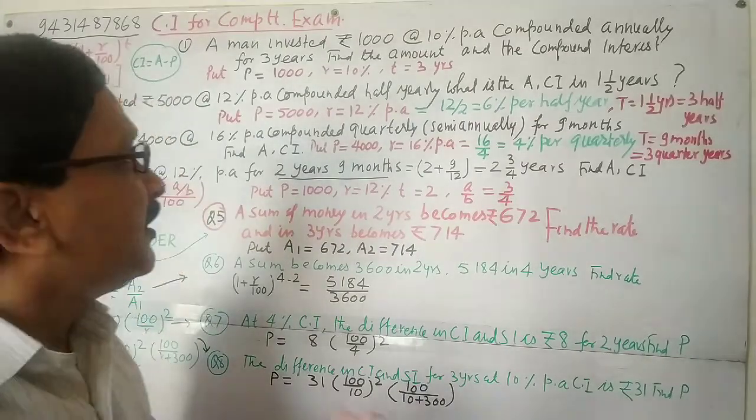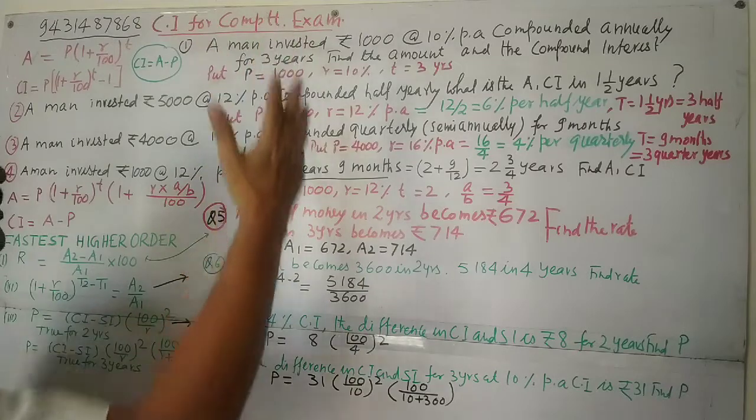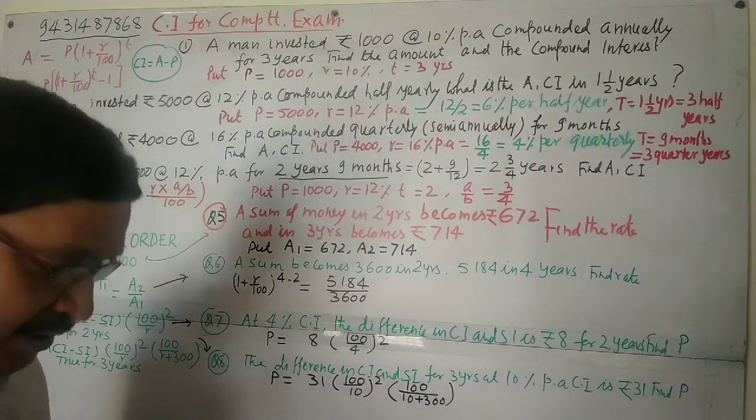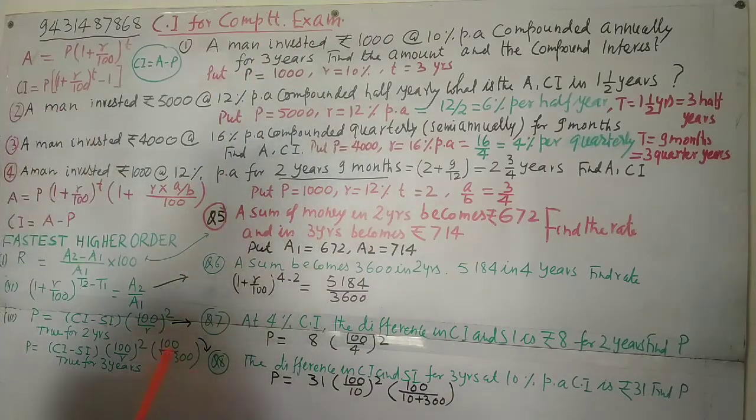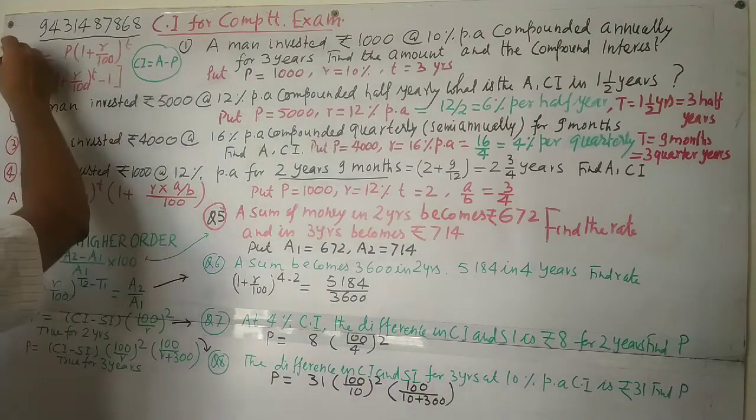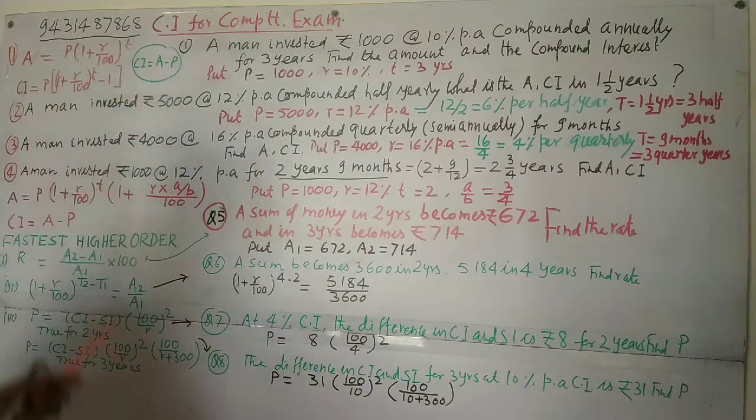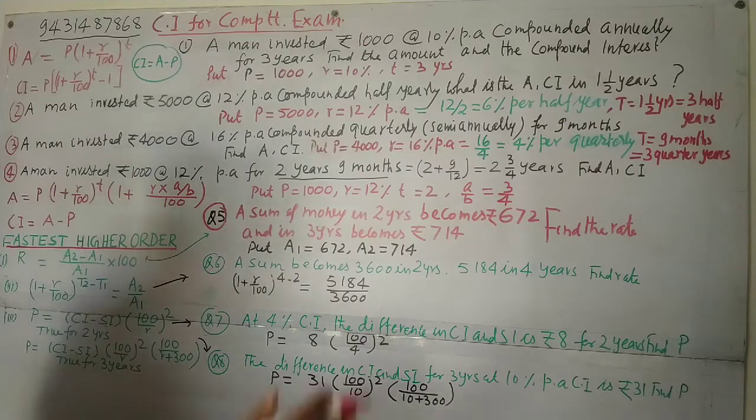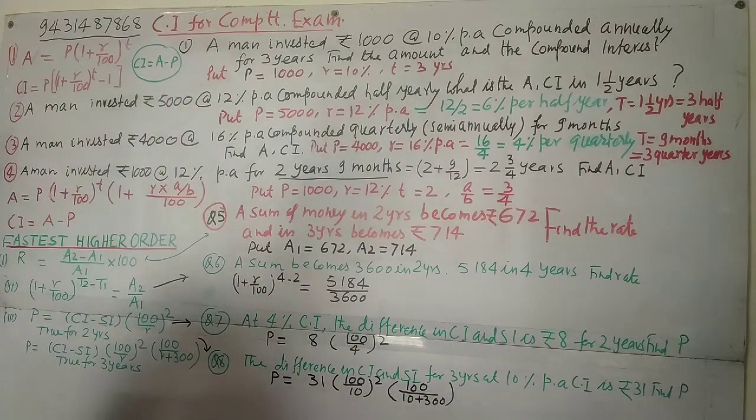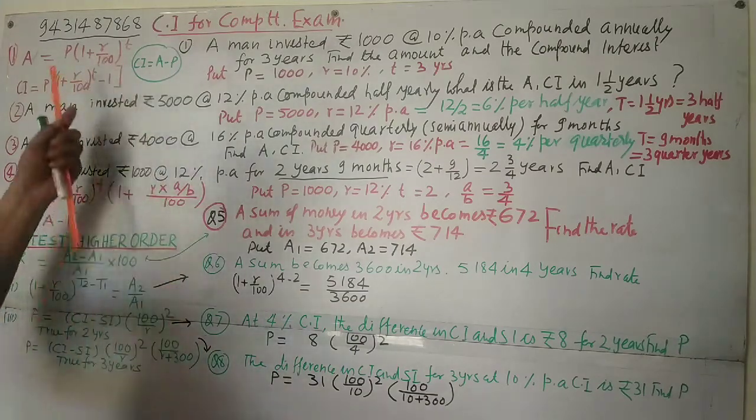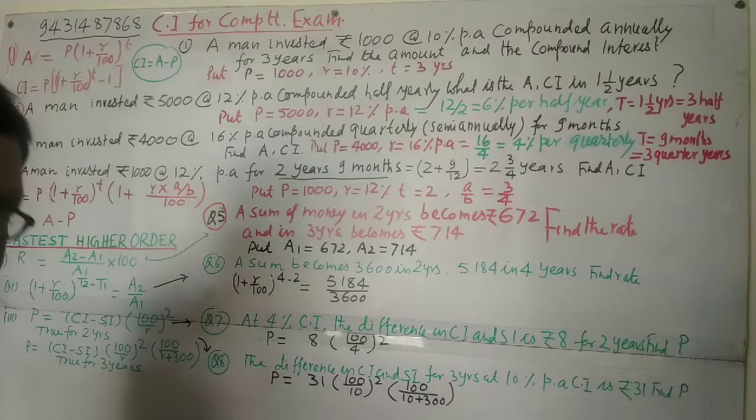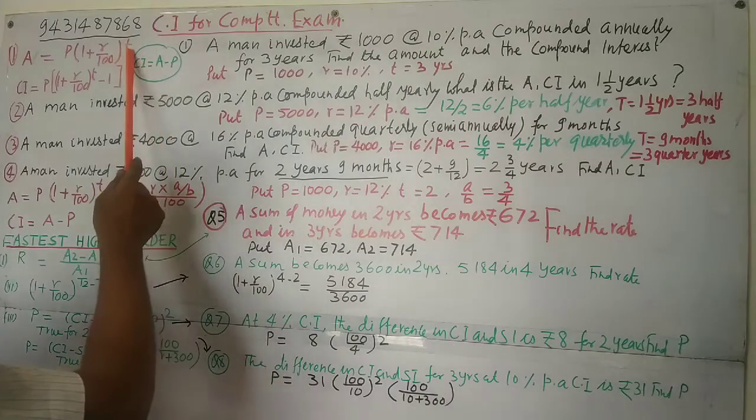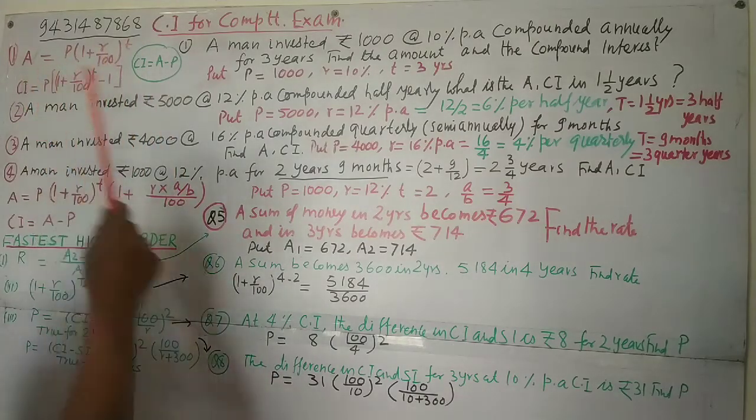But this is the video on compound interest for different competitive examinations. For school students, there are four problems: first, second, third, fourth. Problems 1, 2, 3, 4 are related to school, and the fastest higher order ones are for students preparing for competitive examinations. Now this is the formula, which is very popular: P into (1 plus R by 100) to the power T. T stands for time, R for rate, P for principal, A for amount.